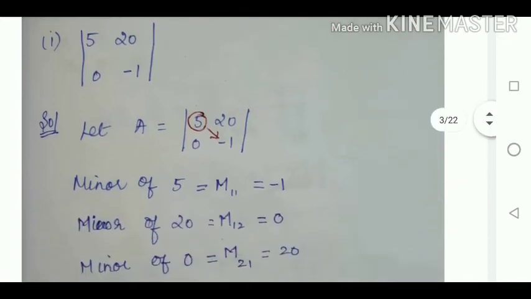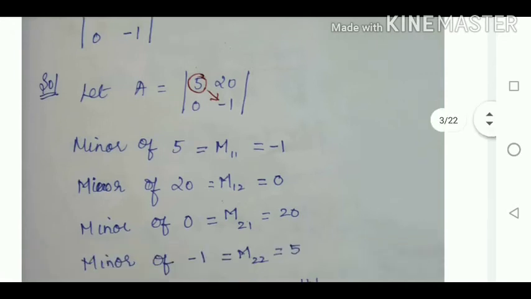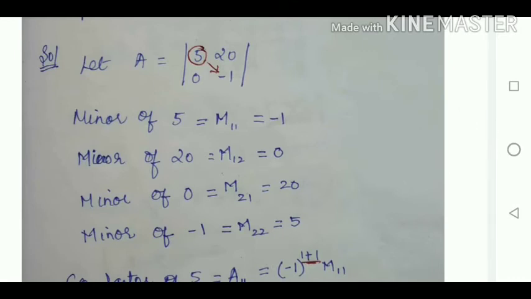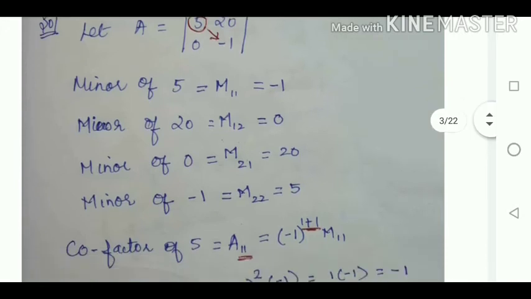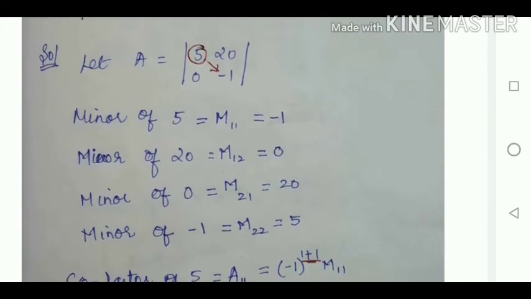Minor of 5 equal to: for a 2 into 2 matrix, to find the minor of 5 you take the opposite one, that is minus 1, so M11 equals minus 1. Likewise for 20, the opposite is 0, so M12 equals 0. Then minor of 0: the opposite to 0 is 20, so M21 equals 20. Minor of minus 1: the opposite is 5, so M22 equals 5. This is the way you find the minor of each and every element for 2 into 2 matrices.